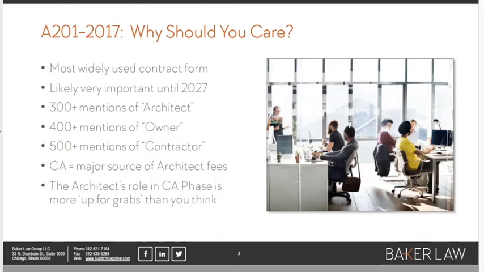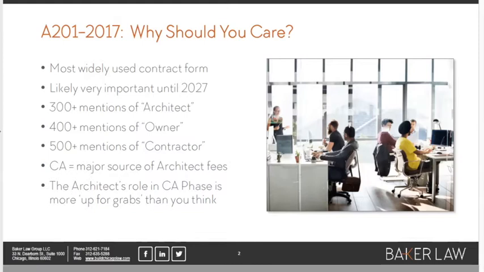And it's very important for the construction phase. It's very important for construction administration. As a matter of fact, most of what you anecdotally know about what an architect does during CA comes from this document, right? So who's responsible for site safety? Who's responsible for means and methods? You've probably all got some knee-jerk thoughts about that. Those concepts are expressed in the A201.